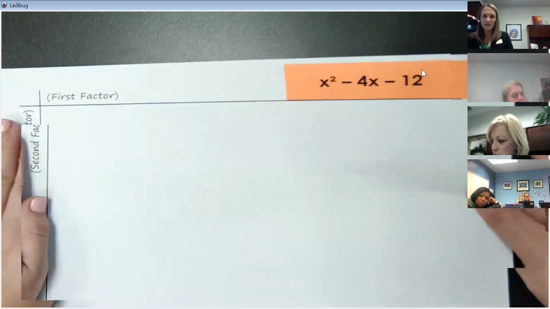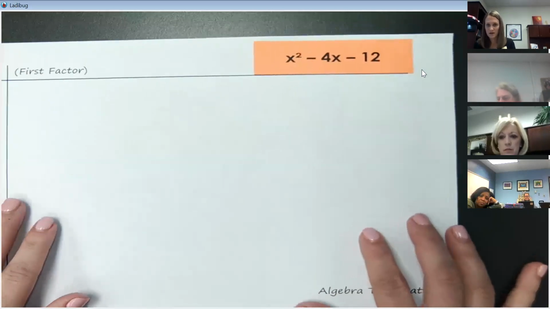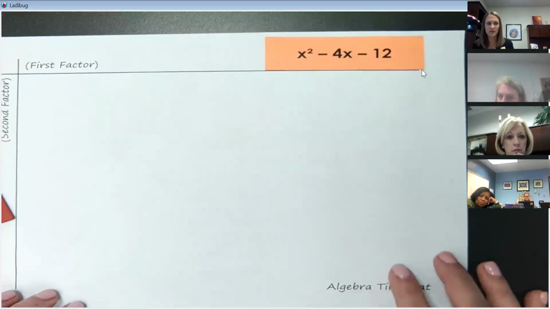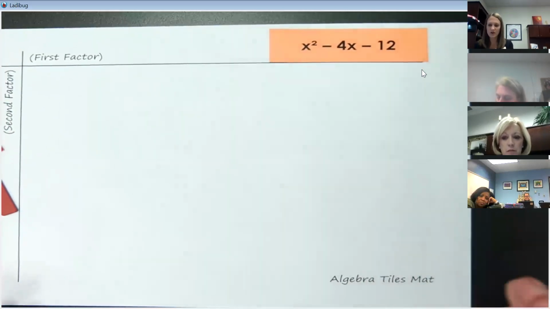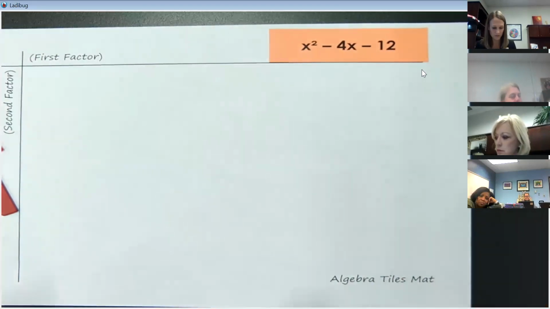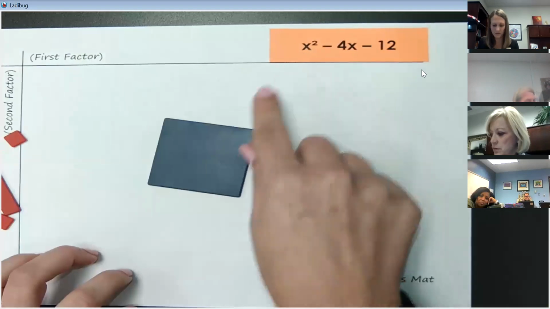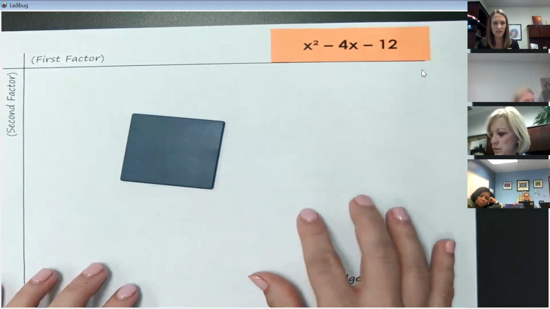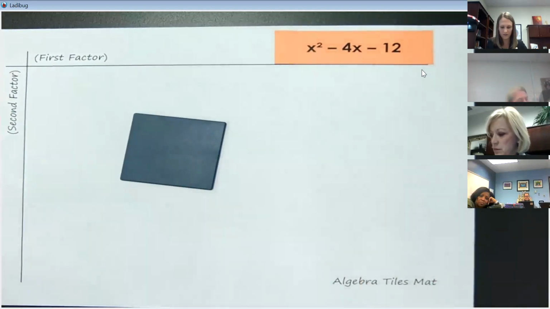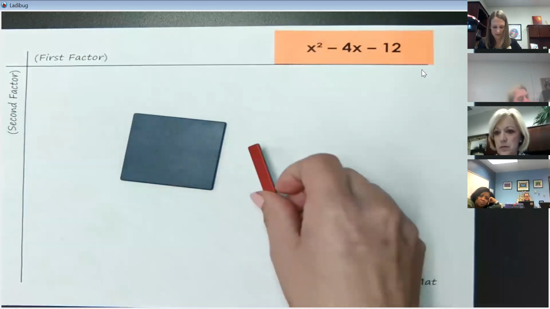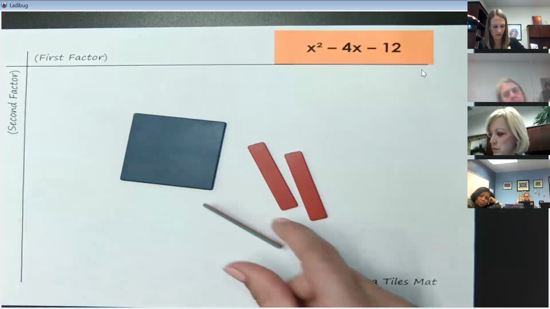All right, so one more of this example with the algebra tiles. So I'm seeing x squared minus 4x minus 12, and I am going through and thinking, how can I use algebra tiles to represent it? Okay, so first things first, we're getting the pieces. We have x squared, and in this particular example, we happen to have minus 4x. So we're going to go ahead and add those minus 4x.